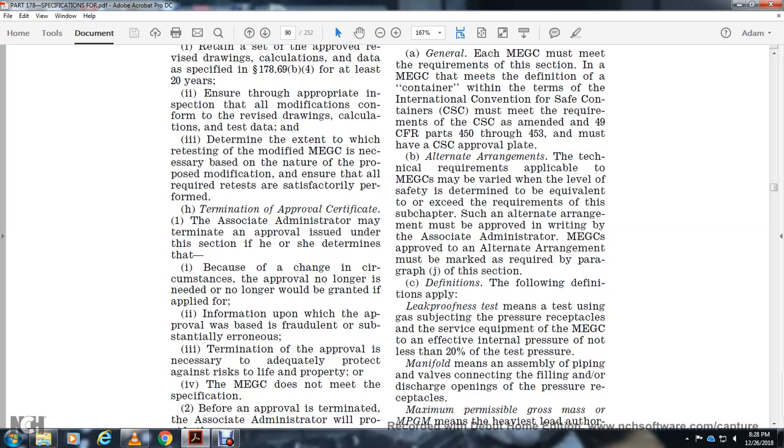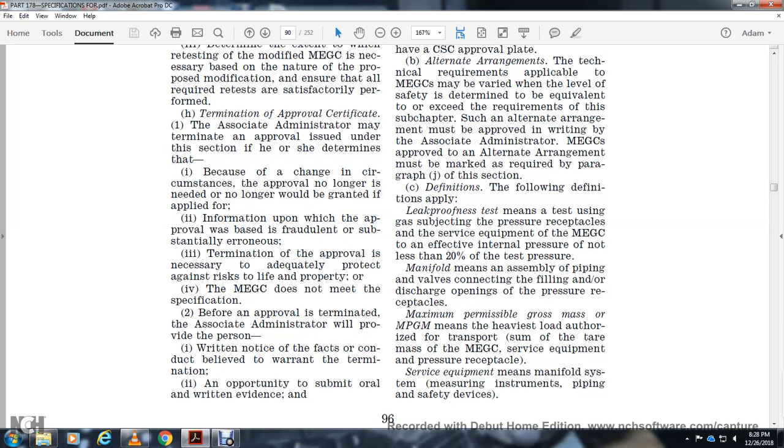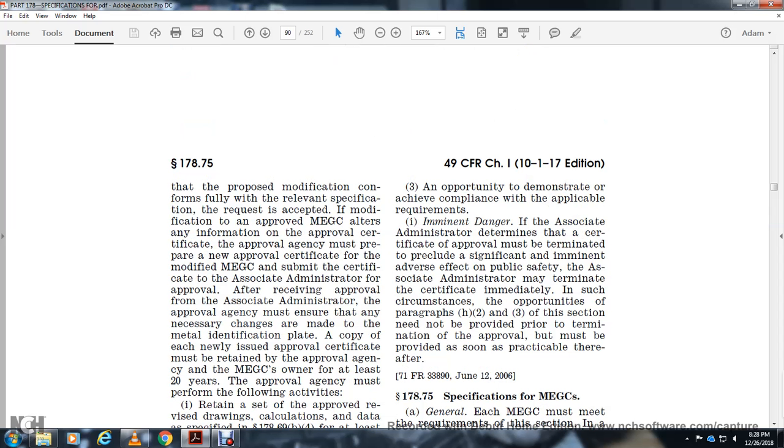If MEGCs do not meet the specification, before an approval is terminated, the associated administrator will provide the person written notification of the facts or conduct believed to warrant termination, an opportunity to submit oral and written evidence, and an opportunity to demonstrate or achieve compliance with the applicable requirements. If the associated administrator determines that the certificate of approval must be terminated to preclude significant, imminent adverse effect on public safety, the associated administrator may terminate the certificate immediately. In such cases, the notice and opportunity in paragraphs H(2) and H(3) may not be provided before the termination, but must be provided as soon as practical thereafter.